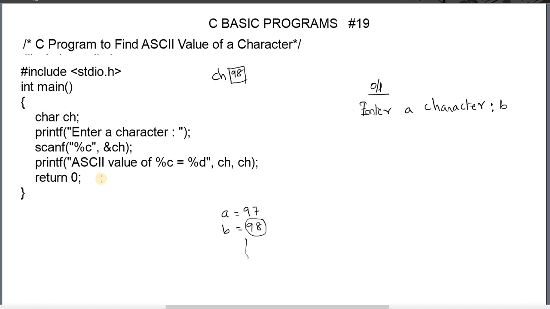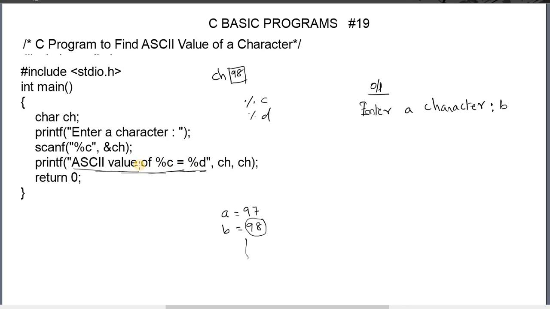Okay. Now when we print this character, if you use %c, then we get the equivalent character again, b. If you write %d here, then we will get 98. Here the b ASCII value is 98. How to get that 98 on the screen? See here. This printf prints what is given here: ASCII value of %c is equal to %d.